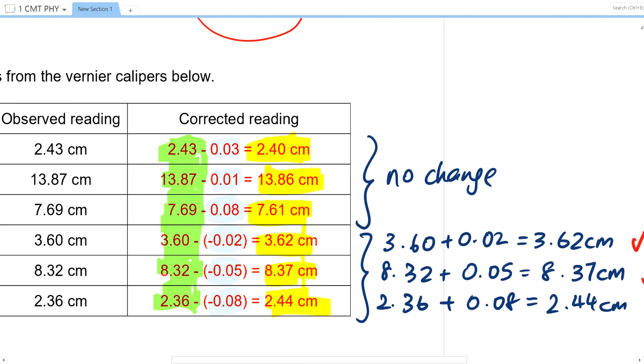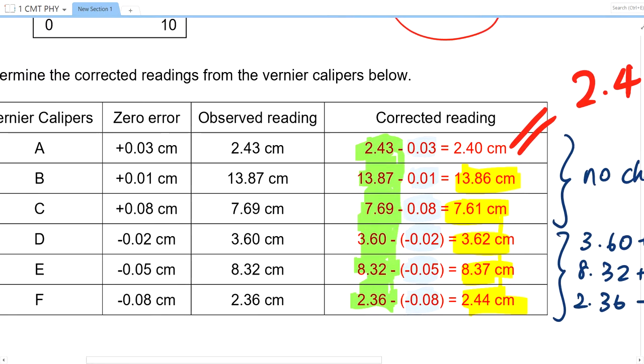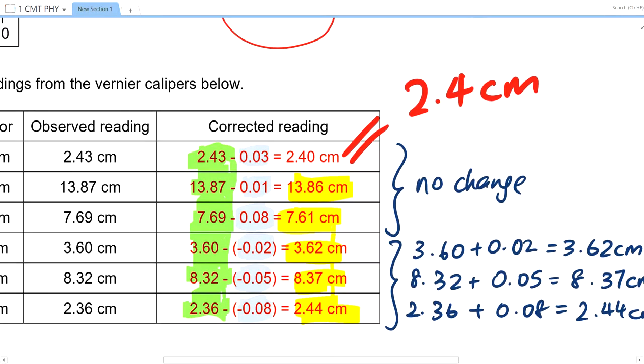Oh wait, I just realized something. Over here, can I leave my answer as 2.4 cm? Why isn't it a good idea? Yeah, for vernier calipers, we have up to 2 dp, right? So all these readings are from vernier calipers. So if I have a corrected reading of 2.40, I should leave it as 2.40 cm.